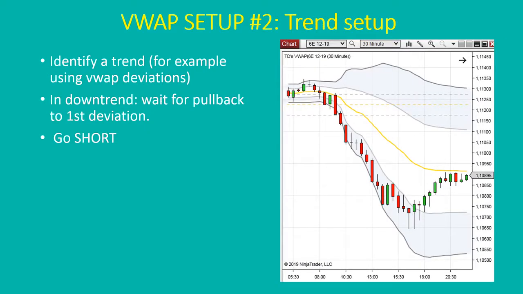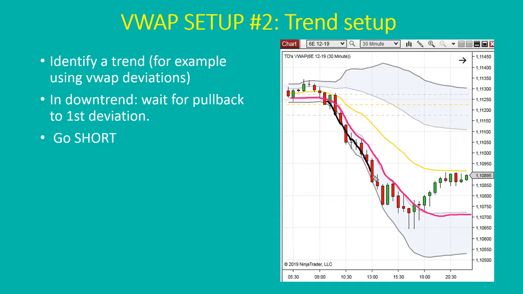Now the second setup which I use is a vwap trend setup. I use this setup when there is a trend. As you can see in this case, the deviations move more vertically than horizontally, all right? They move downwards, so there is a trend. And in downtrend, in this case, in this picture, you wait for a pullback to first deviation. So what you need is the price below the first deviation. This is the first deviation from the vwap. And you wait for the price to go below it, to go below the deviation.